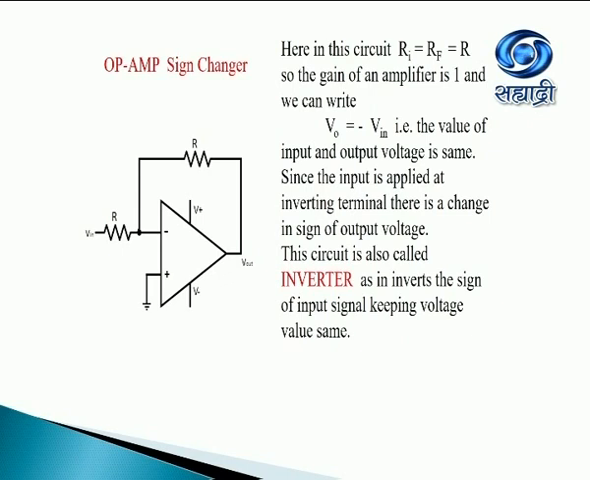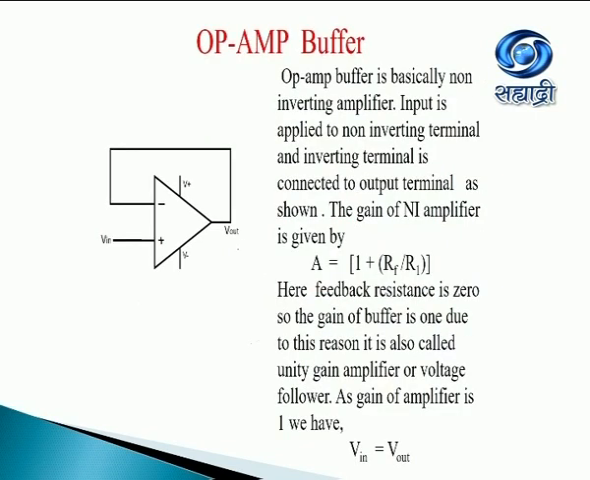Here in the circuit, Ri is equal to Rf is equal to R. So the gain of the amplifier is 1, and we can write Vo is equal to minus Vin. That is, the magnitude of input and output voltage is the same. Since the input is applied at the inverting terminal, there is a change in sign of the output voltage. This circuit is also called an inverter, as it inverts the sign of the input signal, keeping the voltage value the same.